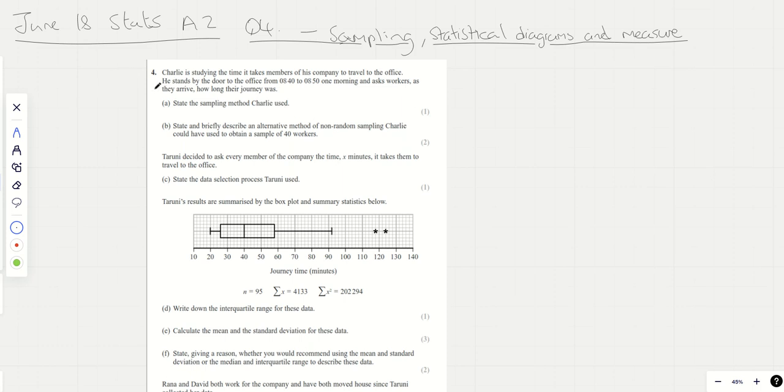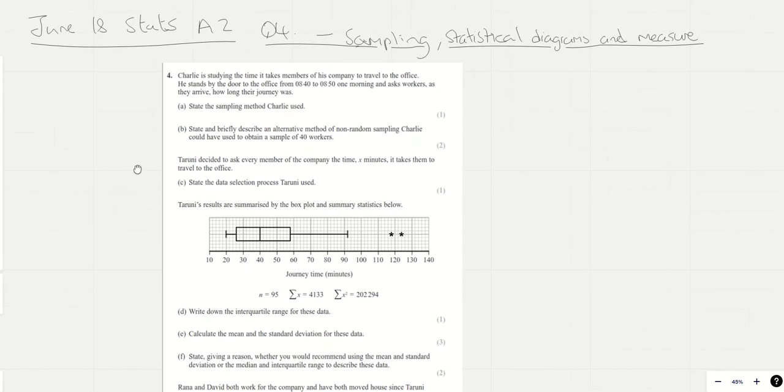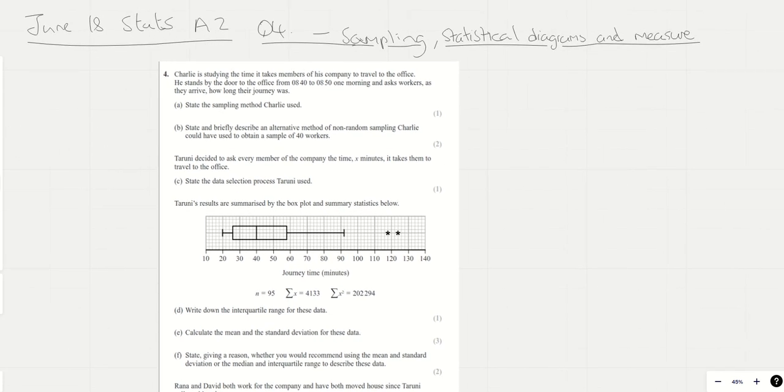Hello and welcome to another video, this time doing question 4 from the June 2018 stats paper, which is an A2 paper. This is on what I describe as sampling, statistical diagrams and measures. Basically it's where you've got the mean, mode, median stuff, maybe some diagrams, and as this one has, maybe some questions about sampling. Okay, so let's have a look.